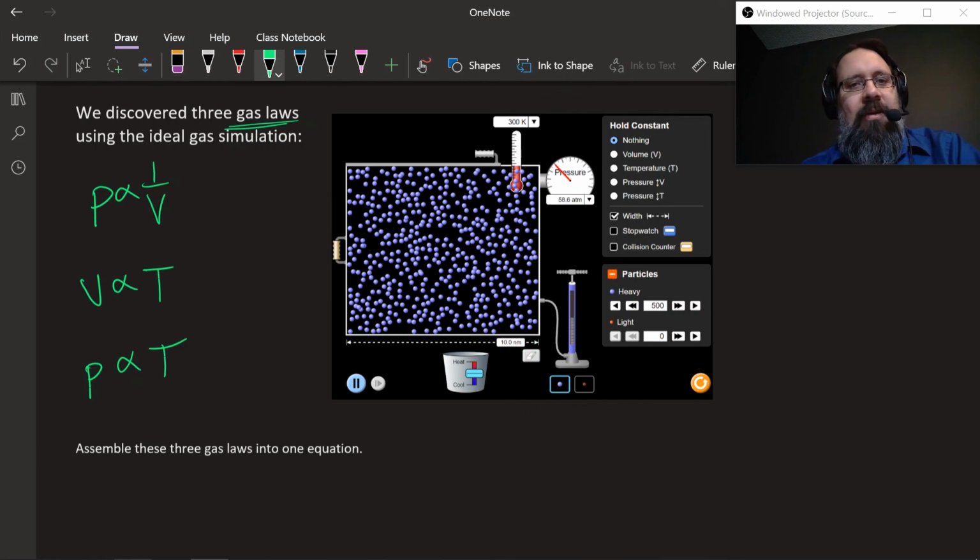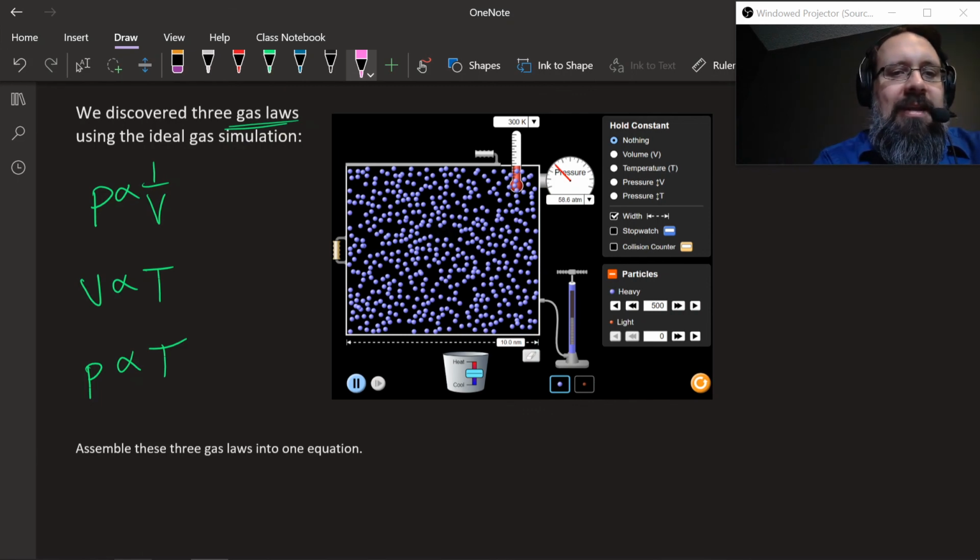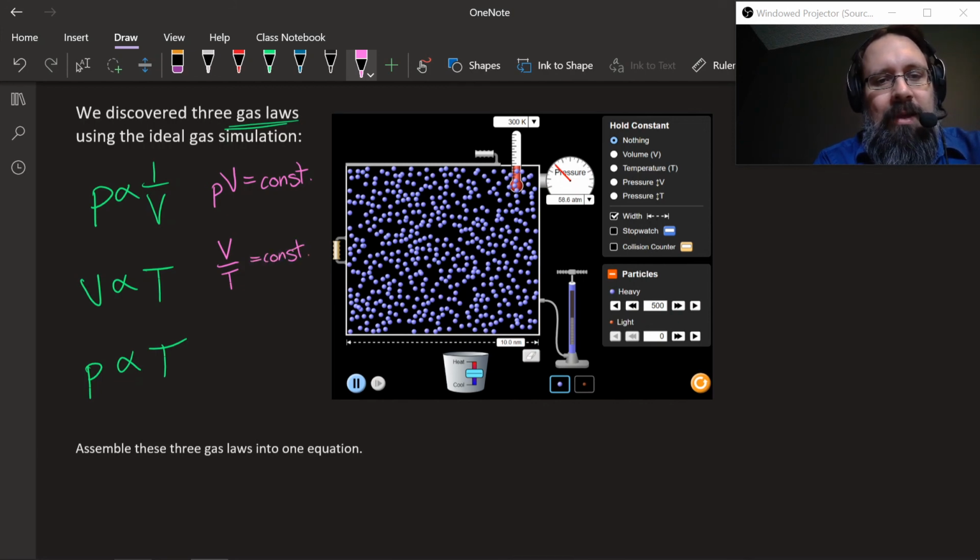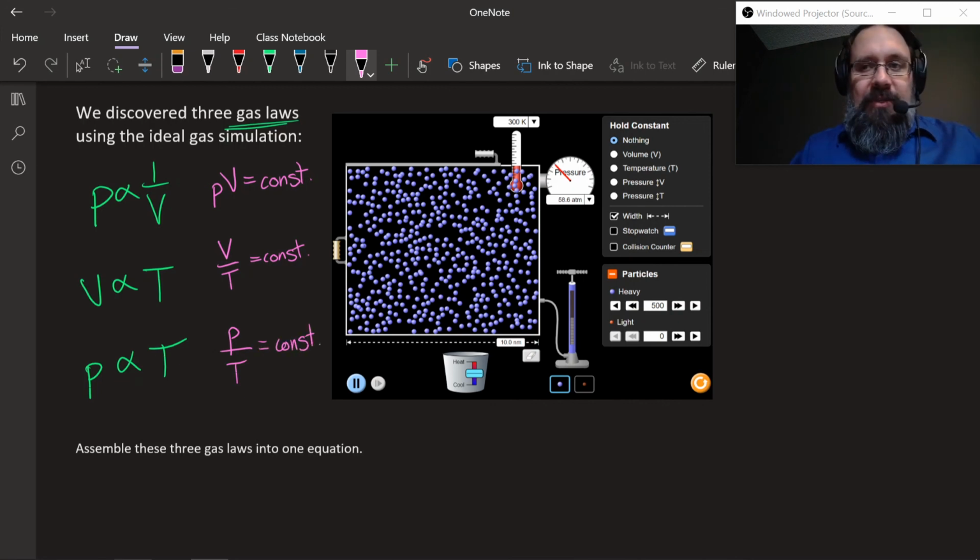You could write these another way. For this first one, you could say that P times V is equal to constant. And this equation says that V divided by T is equal to constant. And this equation says that pressure divided by temperature is equal to constant. So these three laws are the gas laws. And what we want is to combine them into one equation. If you do that, you'll get what's called the equation of state for an ideal gas.